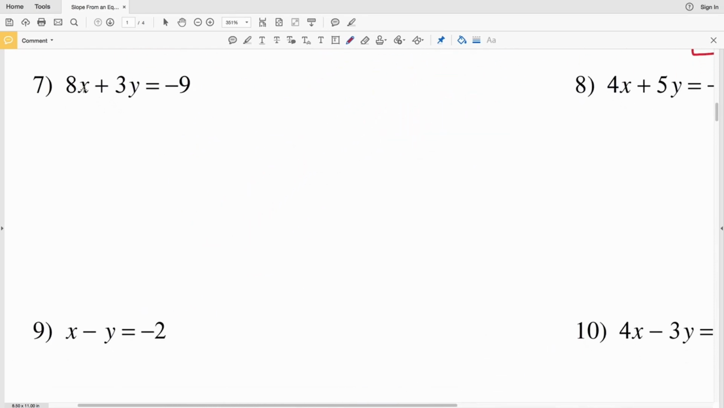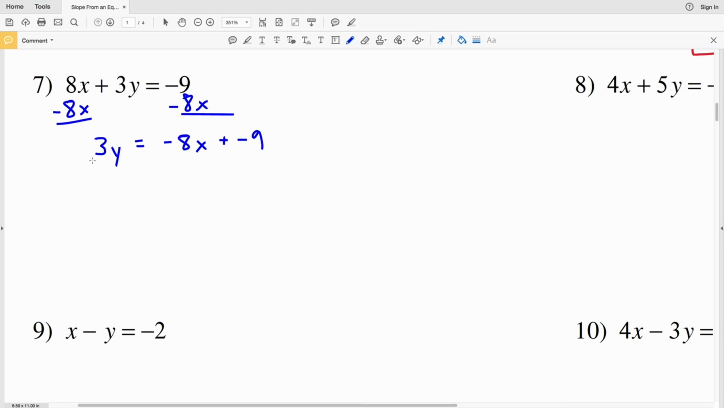For number 7, we have 8x plus 3y equals a negative 9. We need to isolate the y in order to get it into slope-intercept form, which is y equals mx plus b. In order to do that, we're going to subtract an 8x from both sides. We'll have 3y on the left-hand side, and that's going to be equal to a negative 8x minus 9, or you could say plus a negative 9.